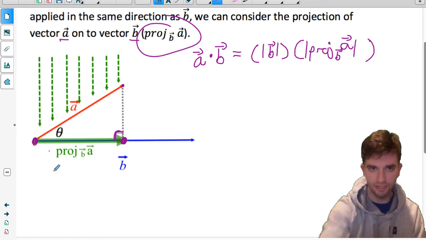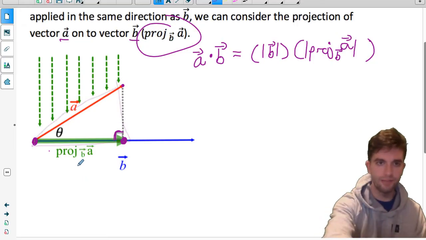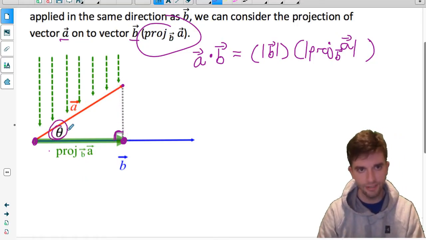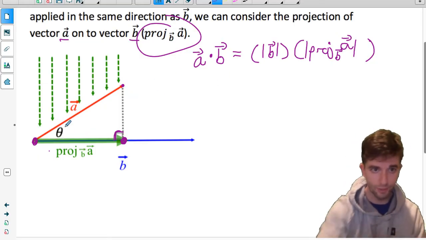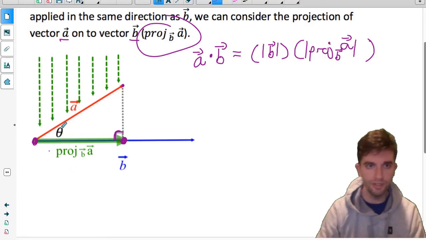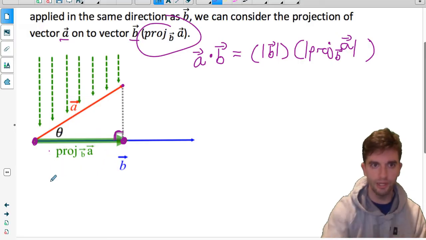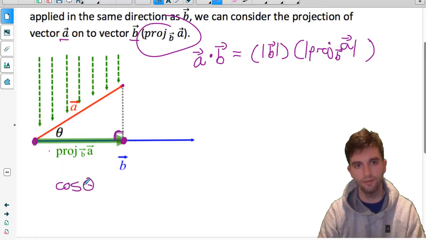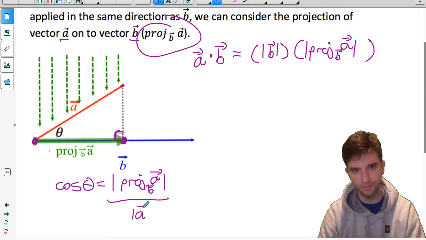Now let's come up with an expression for the magnitude of it by looking at this triangle right here. So looking at that triangle, notice that if we know the angle between the two vectors, and I should mention when we're doing dot product, like I said, we're going to have to know the angle between the two vectors when they're placed tail to tail. So if we know that angle, this would be adjacent to it, this would be hypotenuse. We could do a cosine ratio. Cosine of theta would equal the magnitude of whatever that projection of A onto B is, divided by the magnitude of A.